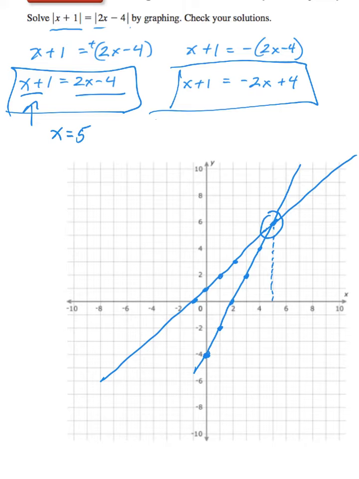So let's graph the next one. Now the first line is fine, right? Does everyone see what I'm saying? The first line is the same, x plus 1. But the second line's not the same. We're going to have a y-intercept of positive 4. All right, and then how's the slope going to work?